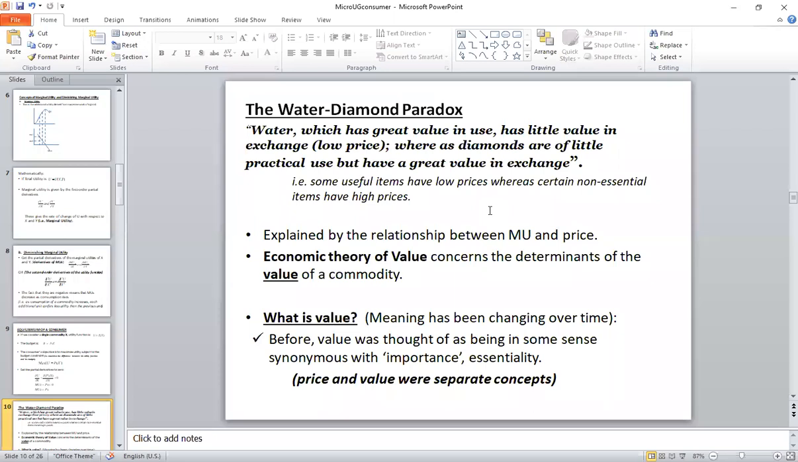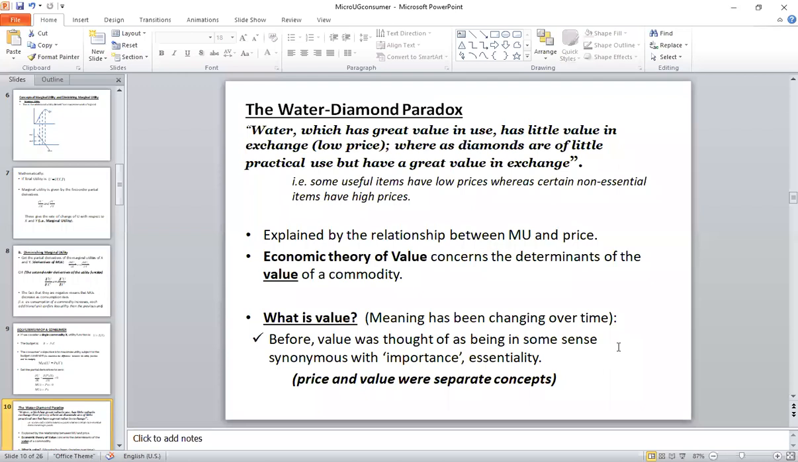Someone would wonder, but where did this come from? So we have what we call the economic theory of value. And this concerns the determinants of the value of a commodity. So what is value? Because we are talking of something having a great value in exchange, a great value. What is value? And the meaning has been changing over time.